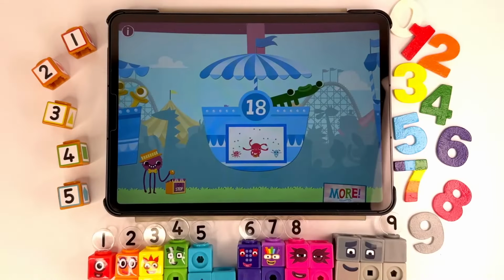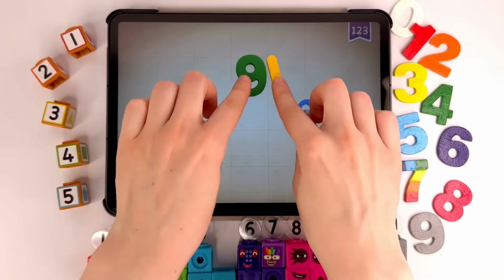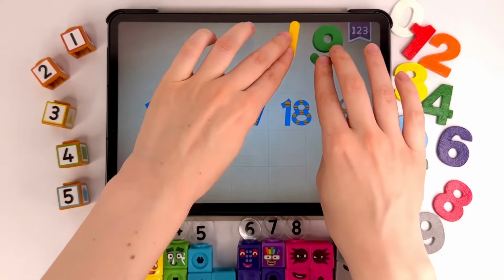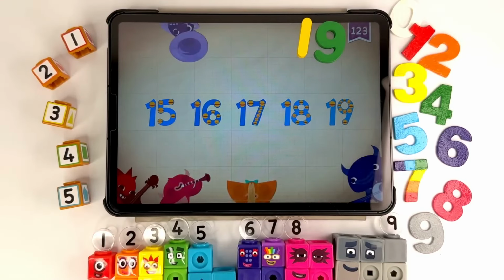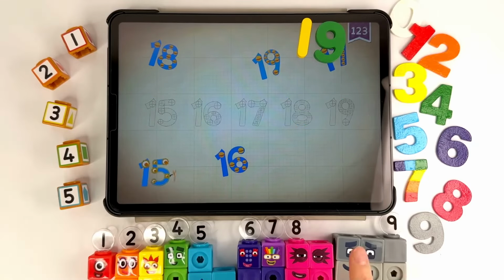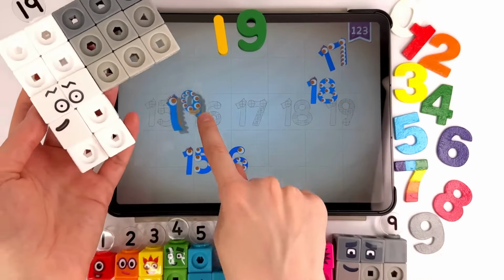Next number. 19. Oh no. Count by ones, starting at 15. 15, 16, 17, 18, 19. Where is 19?